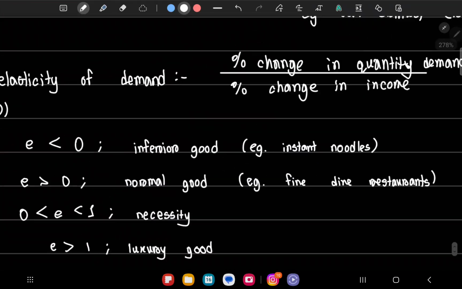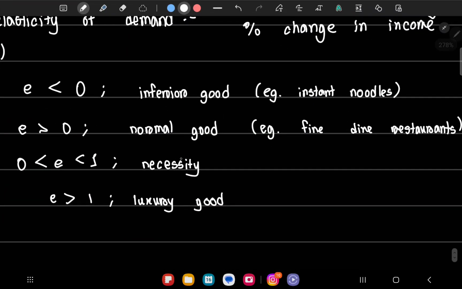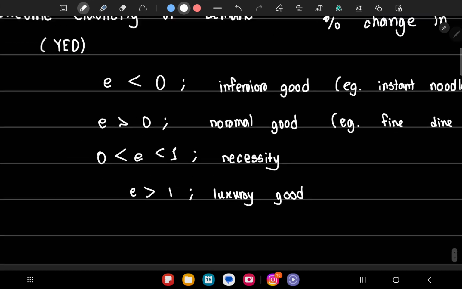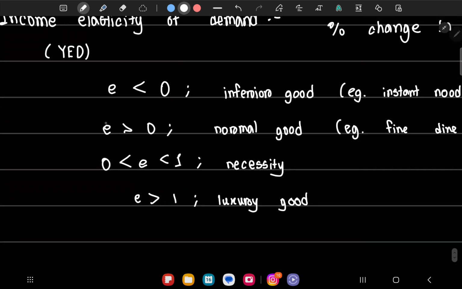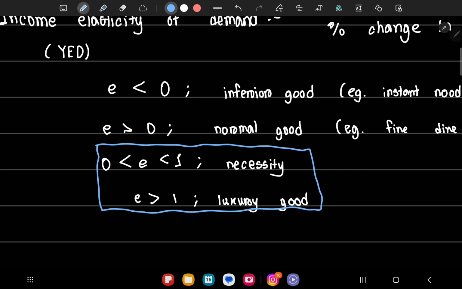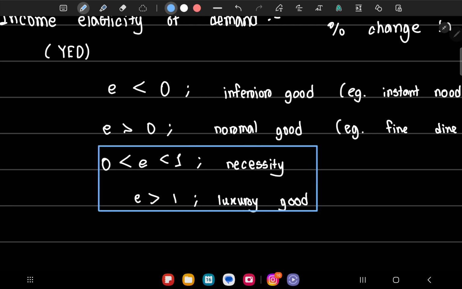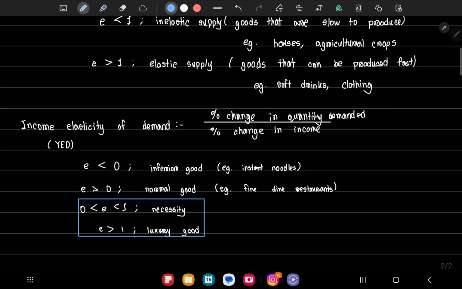But here, instead of it being elastic or inelastic, we call everything that has an elasticity of greater than 0 or positive a normal good, and everything that has a negative elasticity of demand or income elasticity, we call it an inferior good. However, for this portion, the positive portion, we can divide it into two branches. One is the necessities and the other is luxury goods.